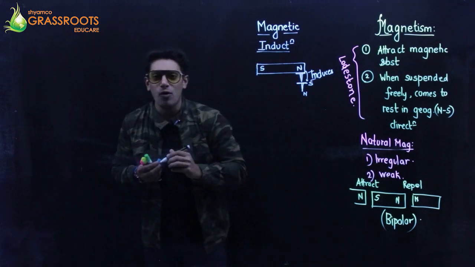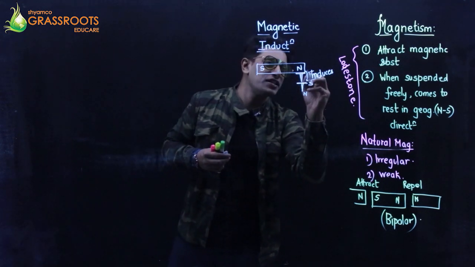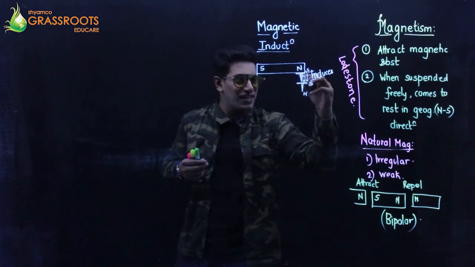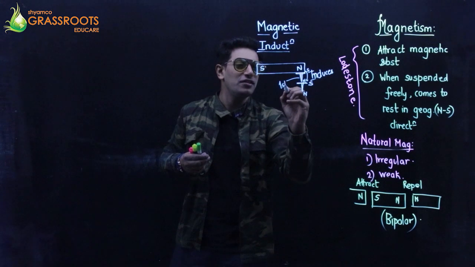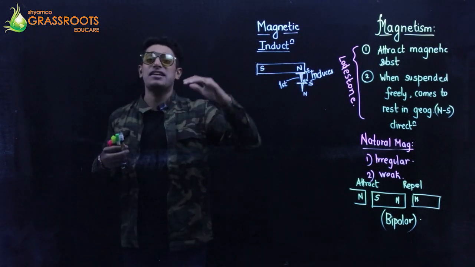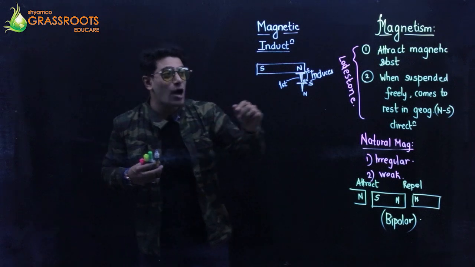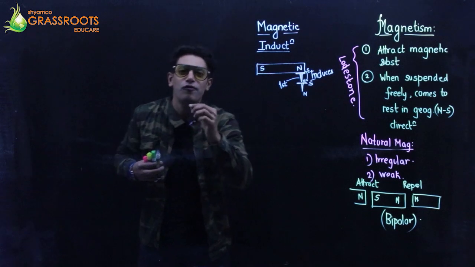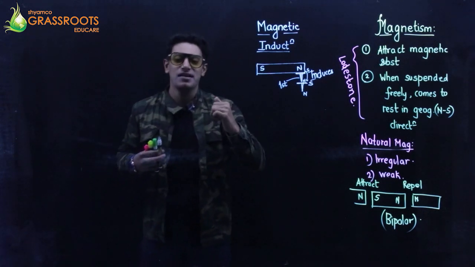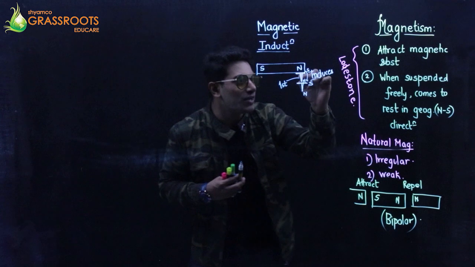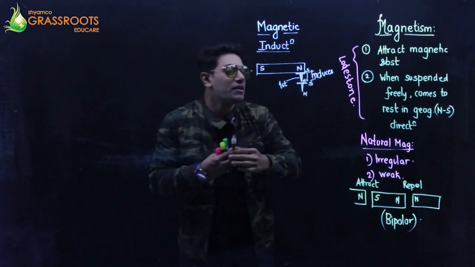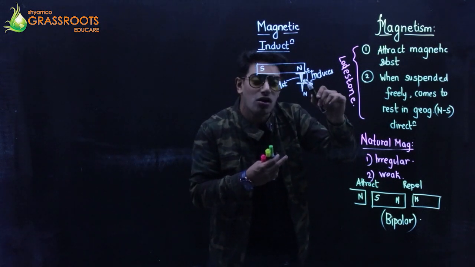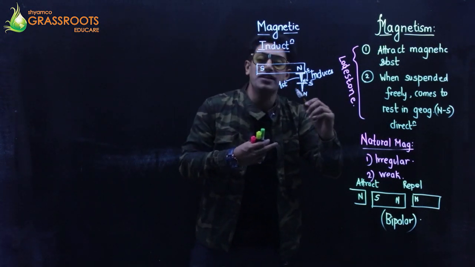There it is. Now, I take another needle. Obviously, this becomes south, this becomes north. When I take another needle, the same thing happens. The first needle behaves like a temporary magnet, because now it is attracted by the permanent magnet. So for the time being, this needle acts as a temporary magnet, and it will do the same thing. The nearer end of the second needle will get a south pole, opposite polarity, and the farther end a north pole.